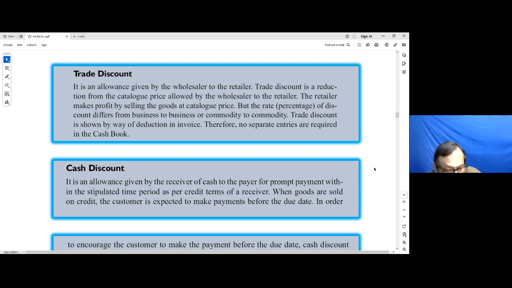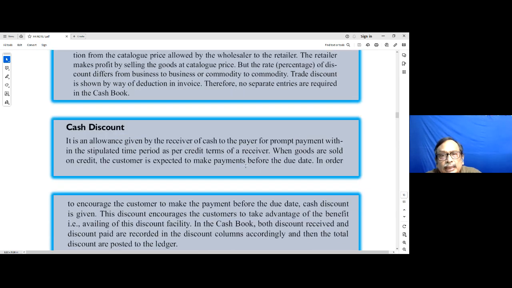Remember, trade discount is never recorded in the books of accounts. So catalog price minus trade discount, the net price is actually recorded. Hence, there is no question of any recording of trade discount in the books of accounts.